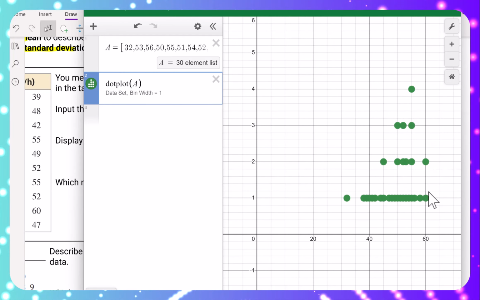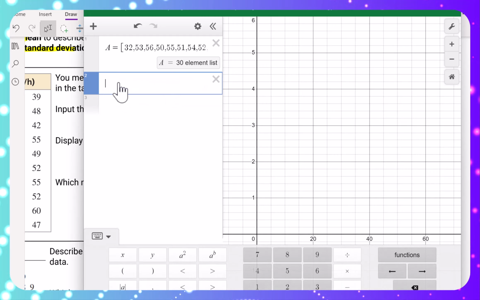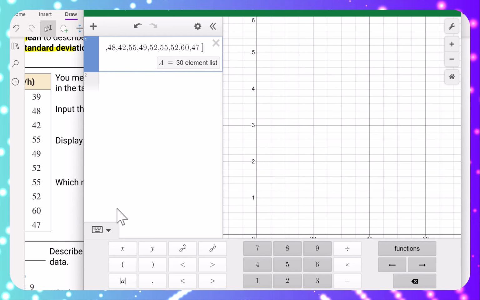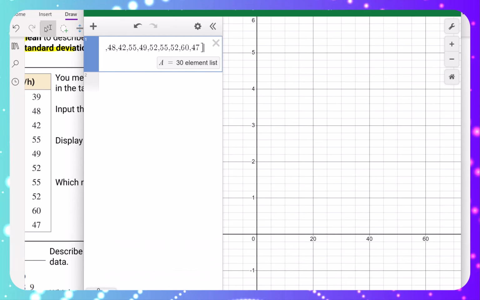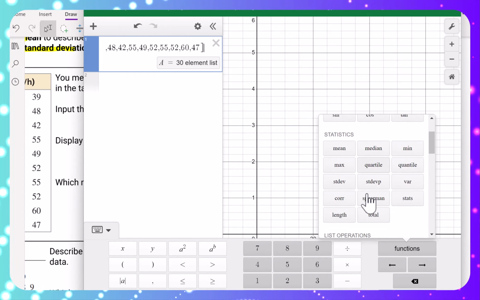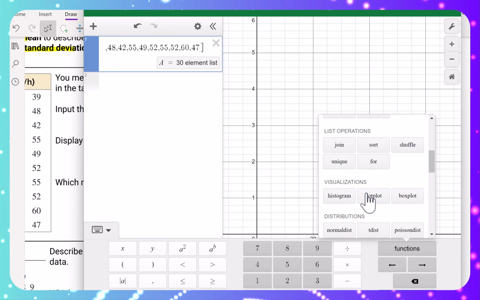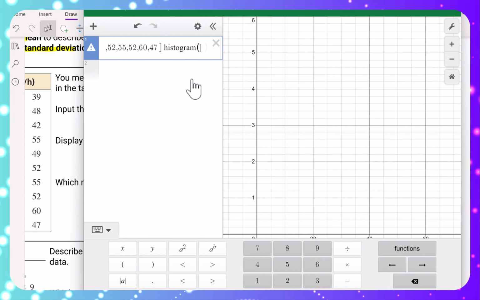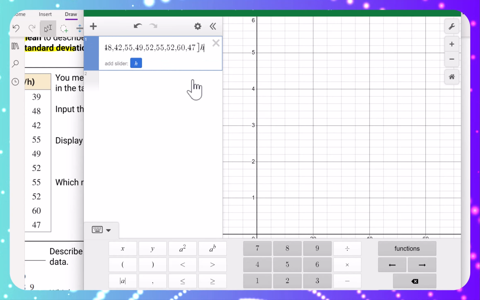This is really hard to see the data, and it looks to me like it might be skewed a little bit to the left, but I don't like that. I'm going to do a histogram instead. You can type histogram if you want to, or if you forget the word, you can click on your little keypad here, go to functions. Statistics gives you information about the data, but if you want to look at the data, you want visualizations. So you've got a box and whisker plot, the dot plot, which isn't the best thing, and then you have a histogram. Make sure you do it on that second line. Try again.